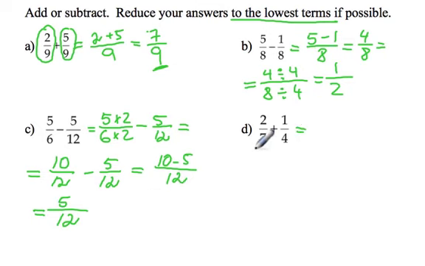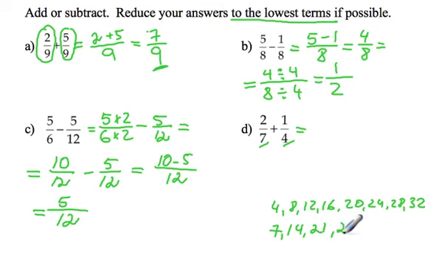For question D, we also have different denominators, so we know that we have to come up with a common denominator first. In order to think of the lowest common multiple between 7 and 4, you could think of all the multiples for 4 and all the multiples for 7, and then see which one is the lowest common. For 4, we have 4, 8, 12, 16, 20, 24, 28, 32, and so forth. For 7, we have 7, 14, 21, 28, and so forth, but we already found the lowest common multiple, 28.